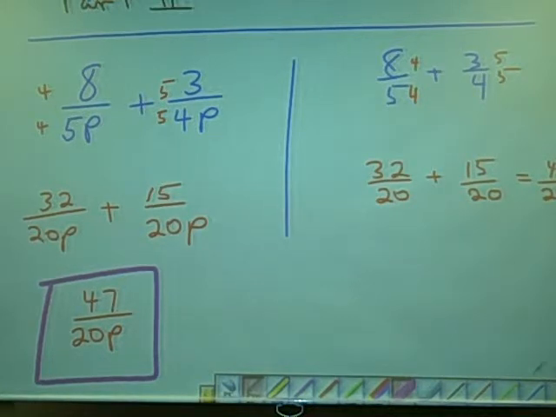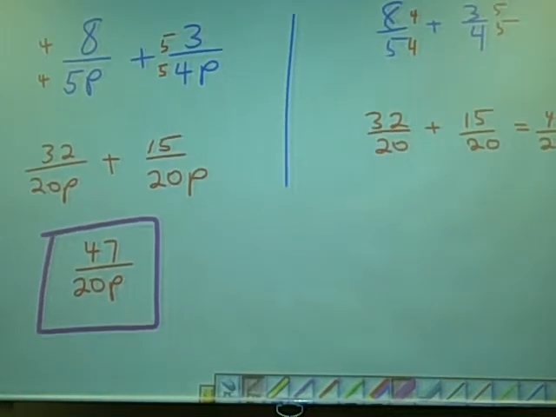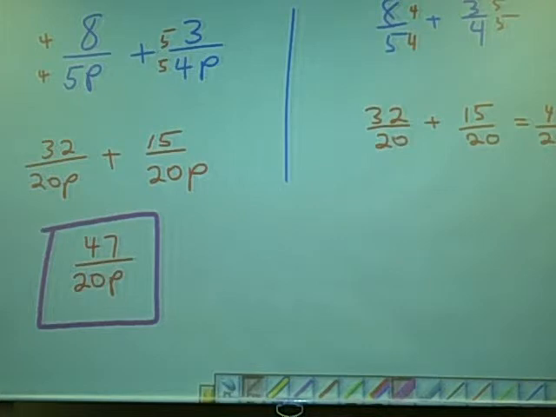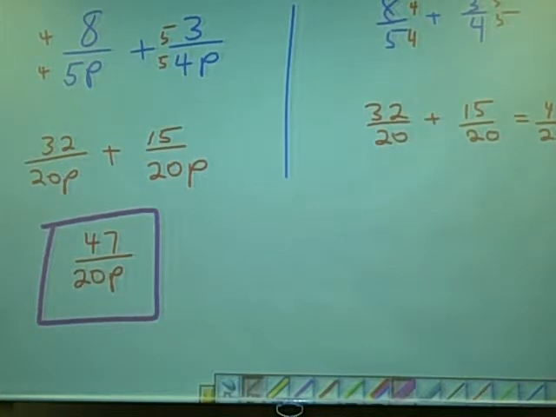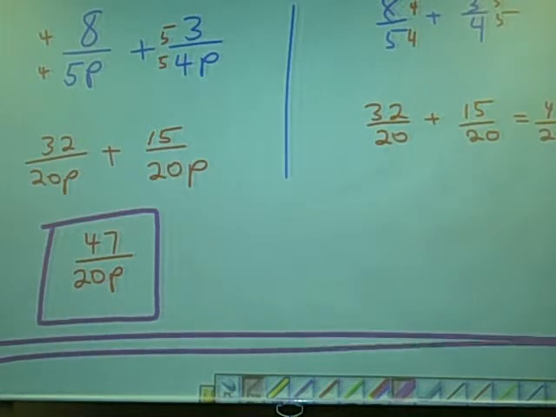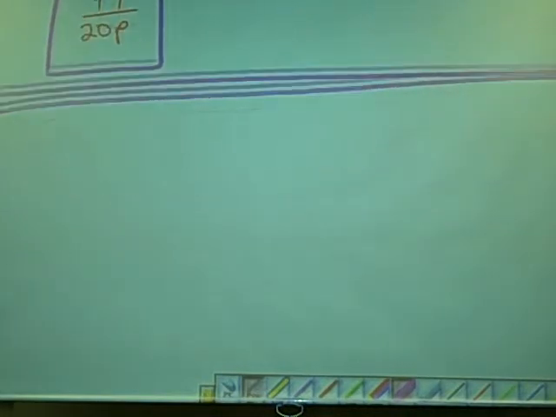Okay, so just keep in mind the process is the same as it always has been with just numerical fractions. It's no different. All right, questions with that? Okay.